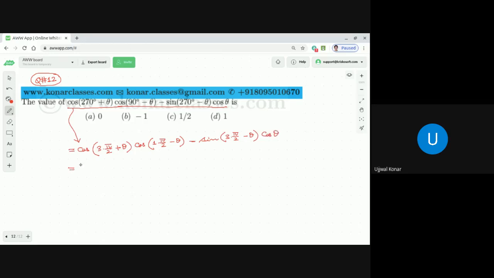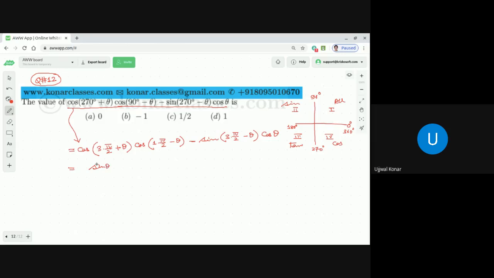Let's look into it. Let me draw the quadrants: first, second, third, and fourth quadrant. This is 0 degree, this is 90 degree, this is 180 degree, this is 270 degree, and again it comes to 360 degree. Here all are positive, here sine positive, here tan positive, and here cos positive. 3 into pi by 2 is an odd multiple of pi by 2, so cos should become sine theta.